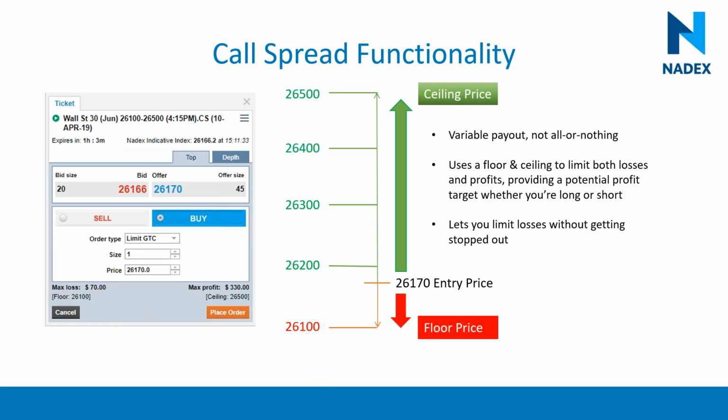Wherever you bought or sold to the expiration is going to determine your overall profit or loss at expiration. And if, let's say at expiration, you bought at 26,170 and the market is at 26,070, your maximum loss is still only to the floor. Similarly, if you bought at 26,170 and the market is at 26,570, your maximum profit or settlement value will be 26,500. It can never go beyond those ranges.